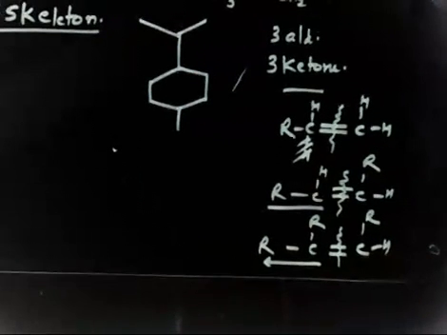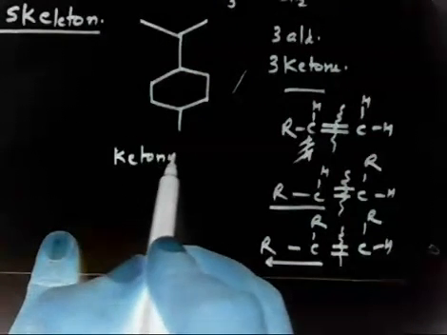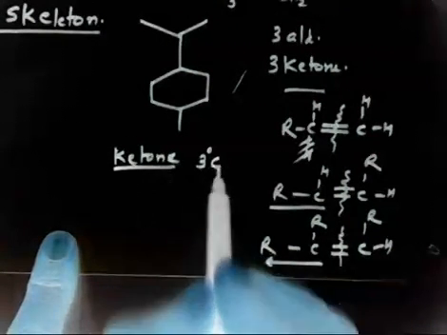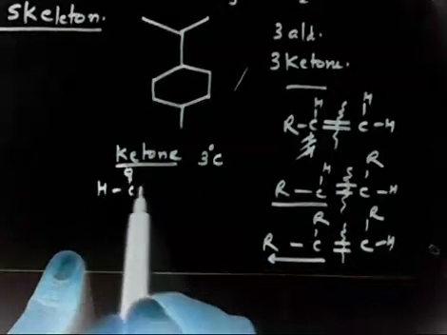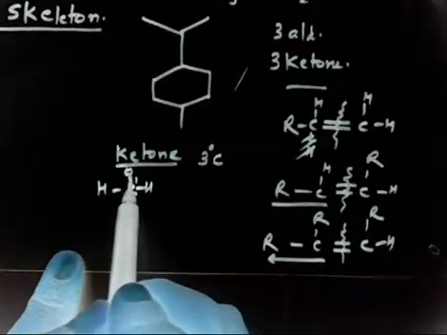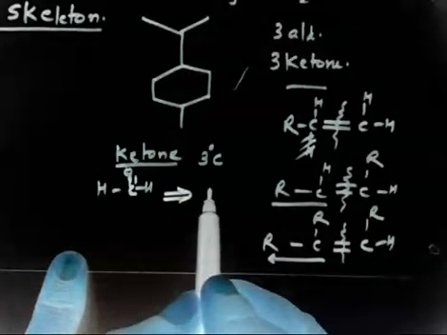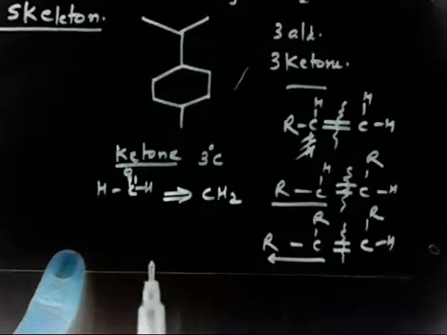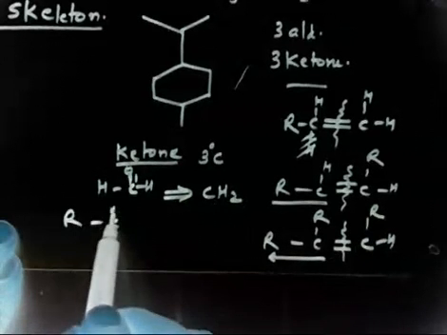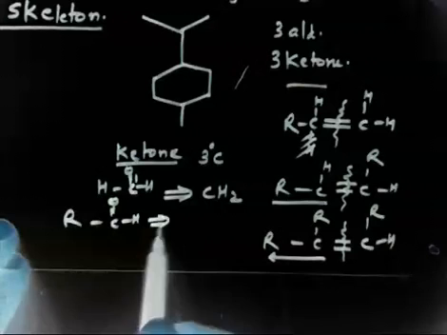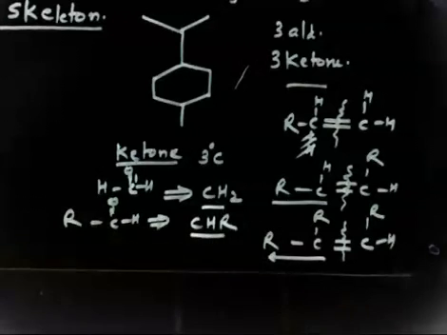So what are the hints we have? To have a ketone, you must have a tertiary carbon. To have HCHO, if you want HCHO, you must have a CH2 group. Are you getting? And if you want RCHO, you must have CHR. Are you getting?